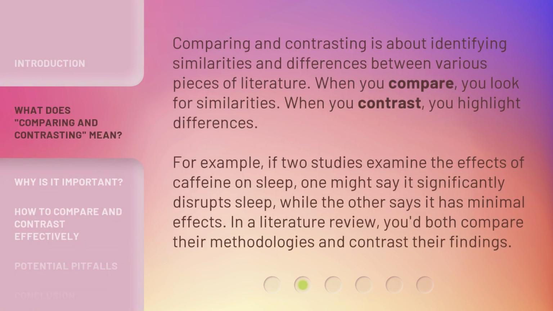Comparing and contrasting is about identifying similarities and differences between various pieces of literature. When you compare, you look for similarities. When you contrast, you highlight differences. For example, if two studies examine the effects of caffeine on sleep, one might say it significantly disrupts sleep, while the other says it has minimal effects. In a literature review, you'd both compare their methodologies and contrast their findings.